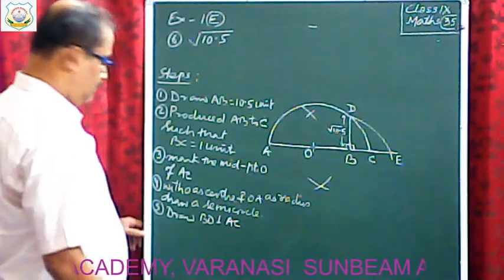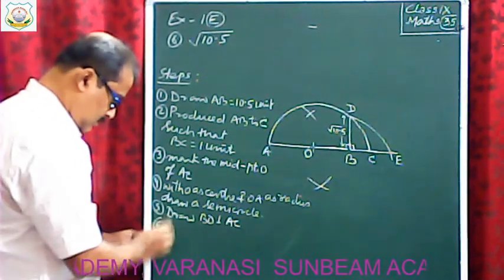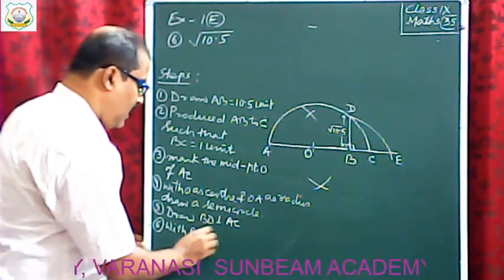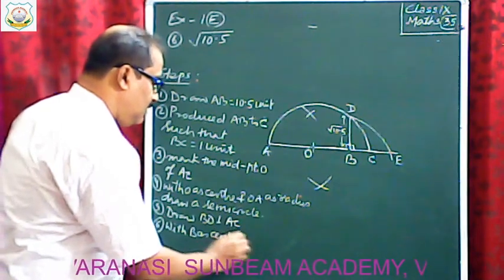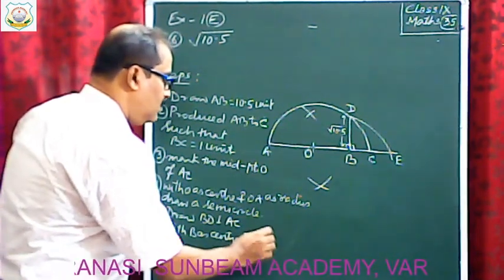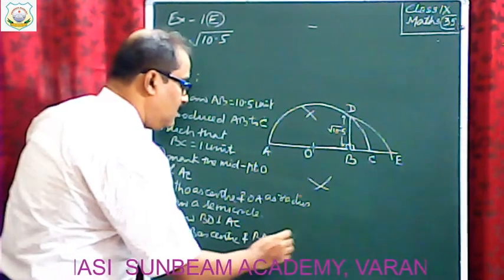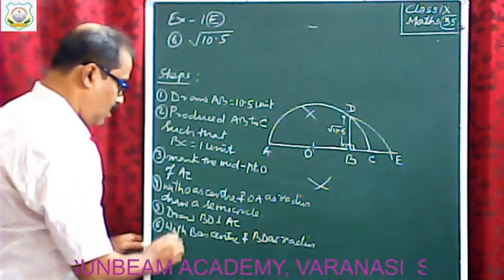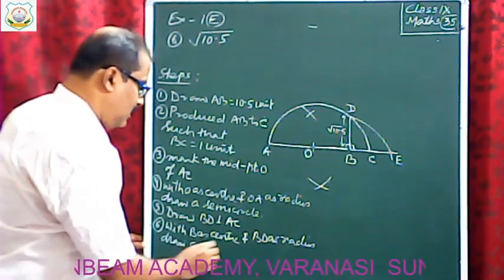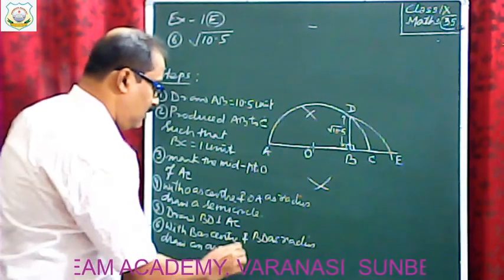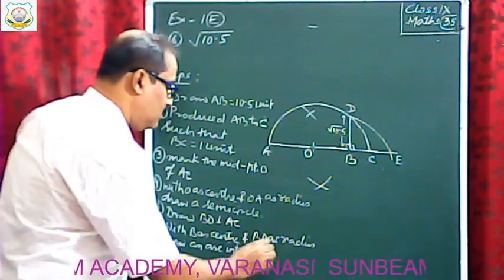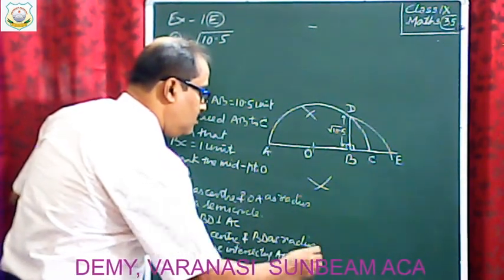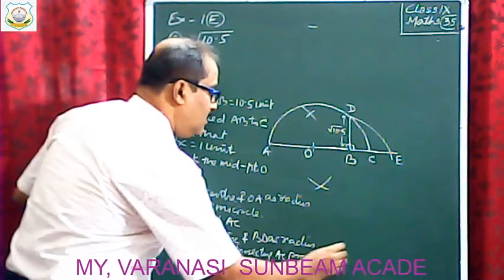What have we done? Step 6: With B as center and BD as radius, draw an arc intersecting AC produced at E.